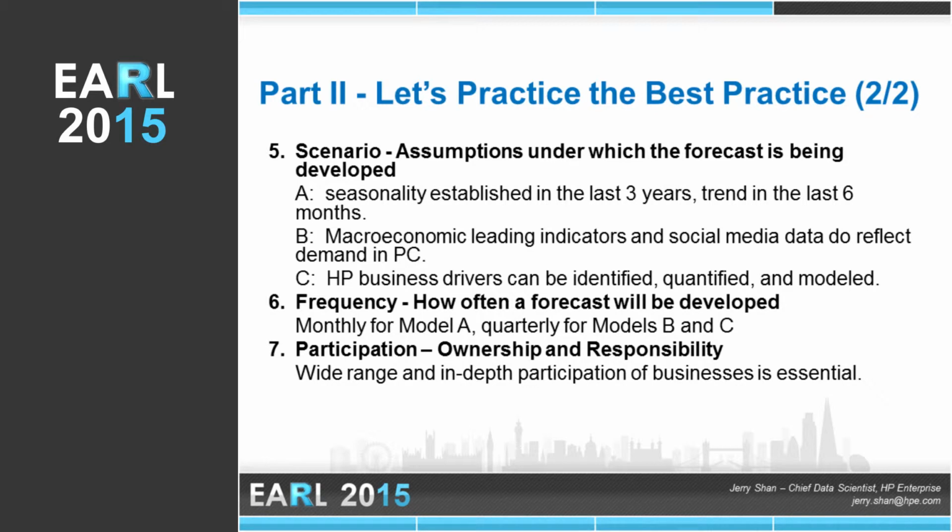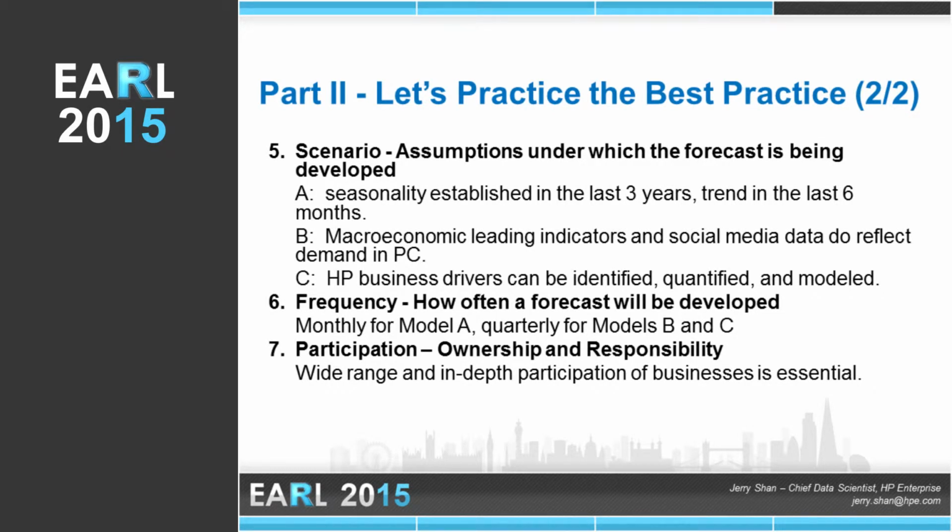In our case, because we build a set of models, I just give 3 instances here. First is the seasonal, time series enhanced forecasting. We will shed more light shortly. In there, we assume seasonality is established in the last 3 years, and the trend is established in the last 6 months. Of course, those parameter values you can change in your model, but we analyzed the different values, and we came up with this suggestion.